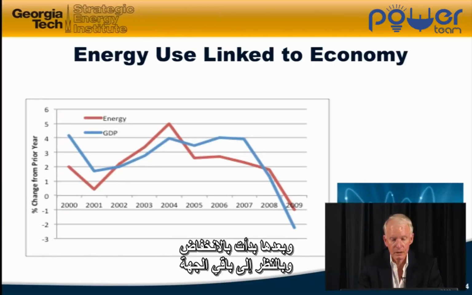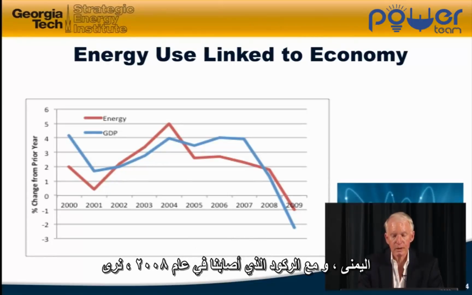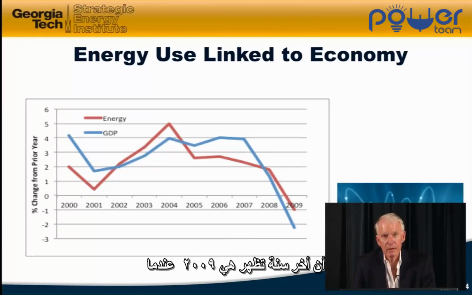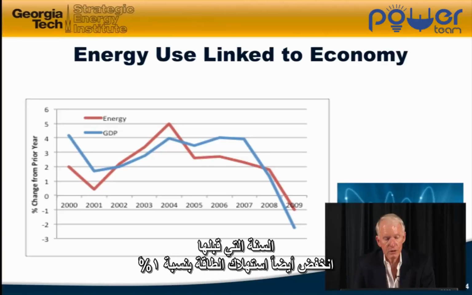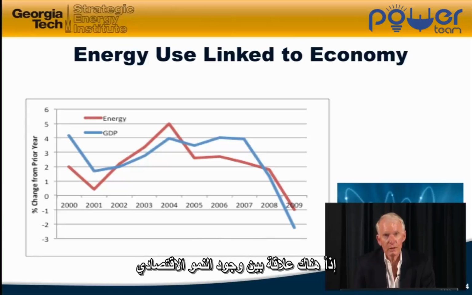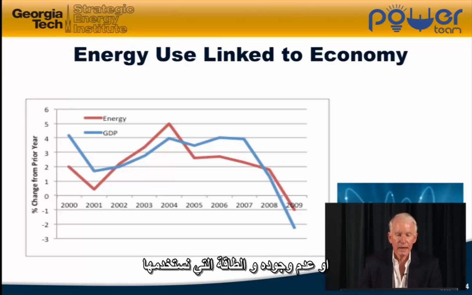When the gross domestic product went up, it drove energy use up. And then as it started declining, looking all the way to the right with the recession that hit us in 2008, as shown in 2009, when the gross domestic product declined 2% from the previous year, the energy consumption declined by 1%. So there's definitely a correlation between the economic growth or lack thereof and the energy we use.